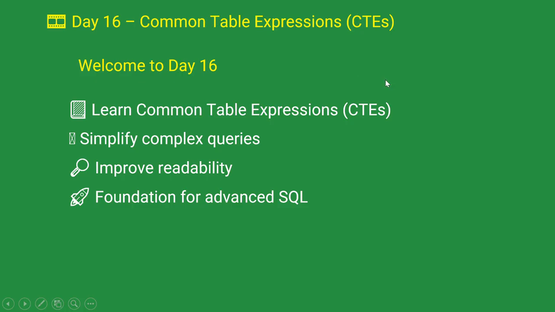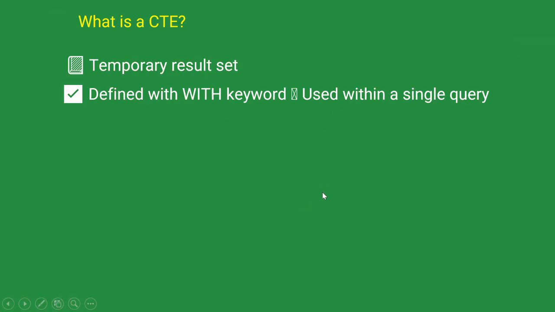Welcome to day 16. Today, we will explore common table expressions, or CTEs. CTEs simplify complex queries, improve readability, and make your SQL code easier to manage. A CTE is a temporary result set defined with the WITH keyword. It exists only for the duration of the query and is used to simplify complex logic.